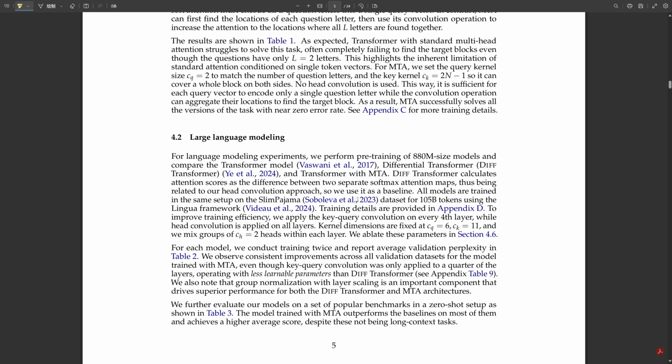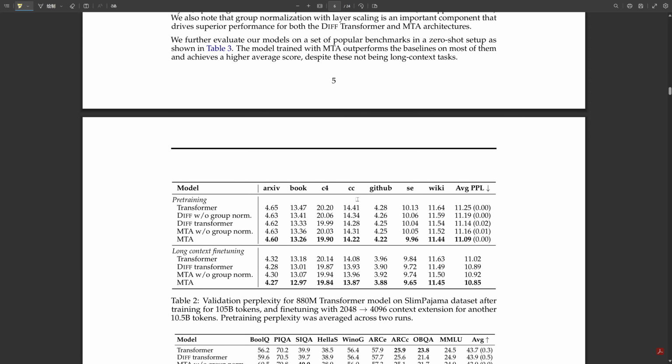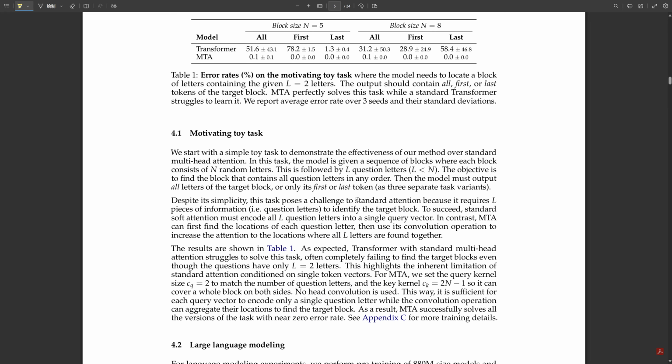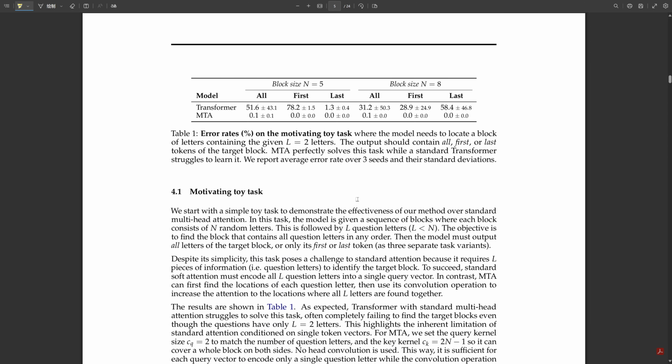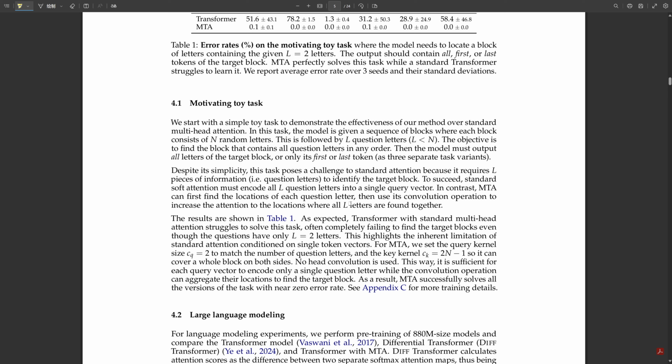Now, another question. Does it actually work? Does it live up to the hype? Well, the paper gives some pretty convincing evidence. They started with what they called a motivating toy task. It was designed to expose the limitations of single token attention and highlight what MTA could do. So they set up a controlled environment to really isolate the effect. Exactly. Tell me more about this task. What was the model asked to do?